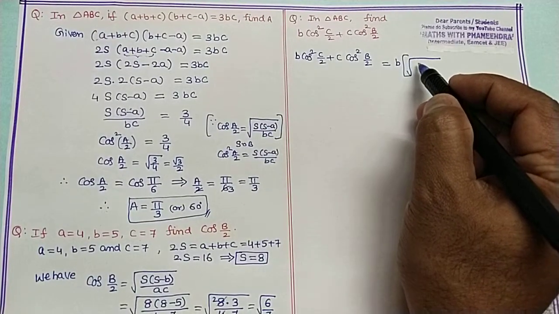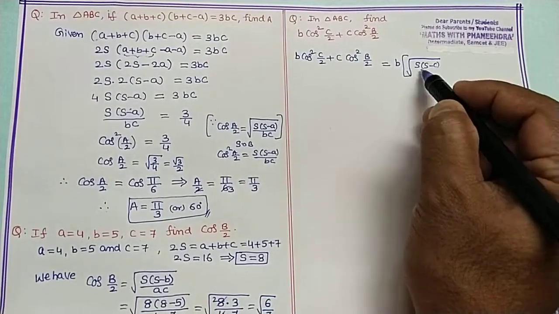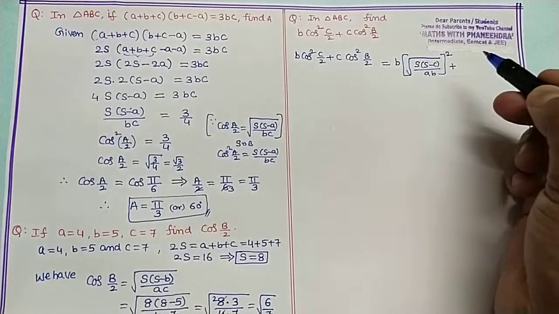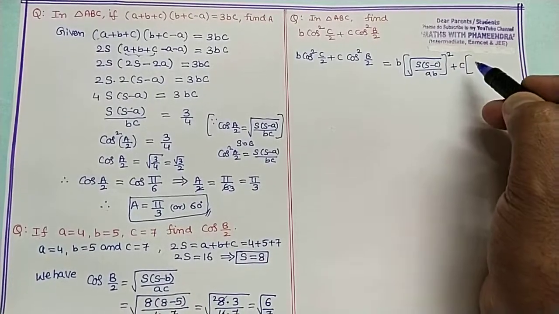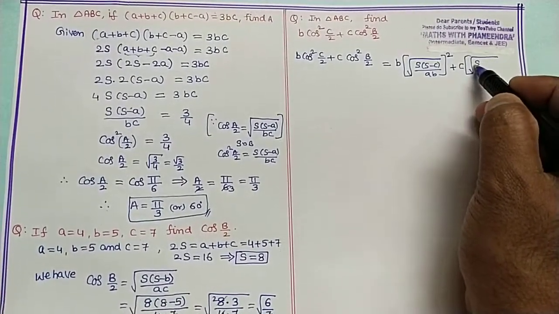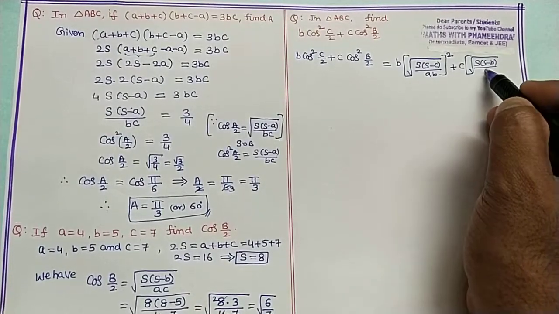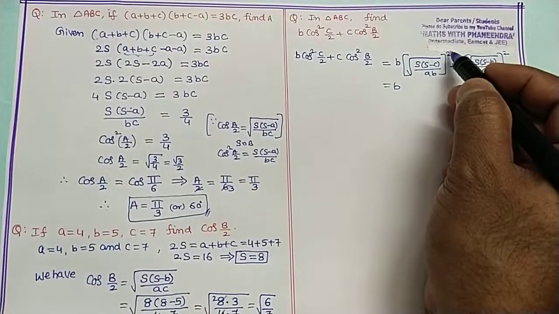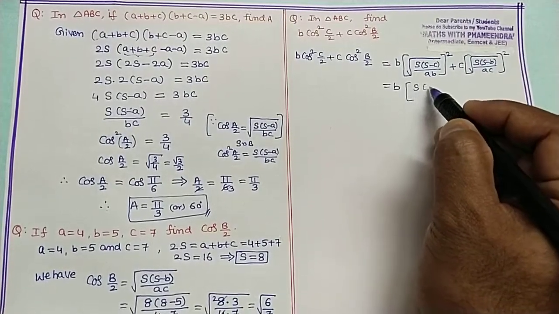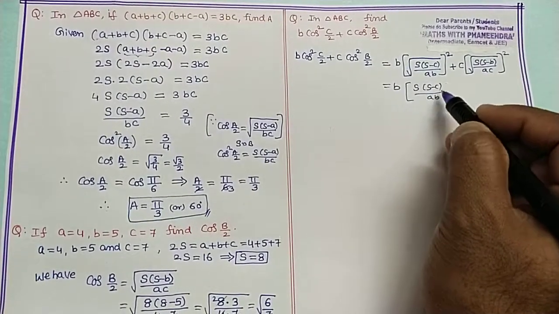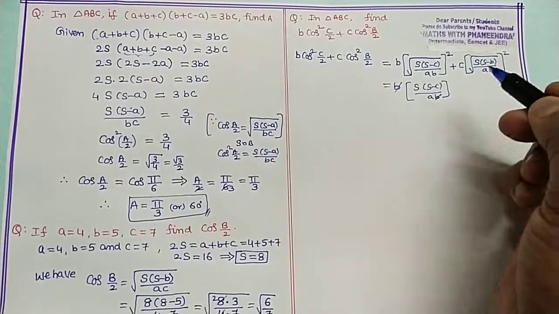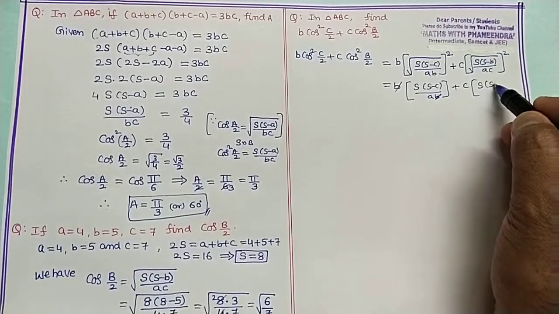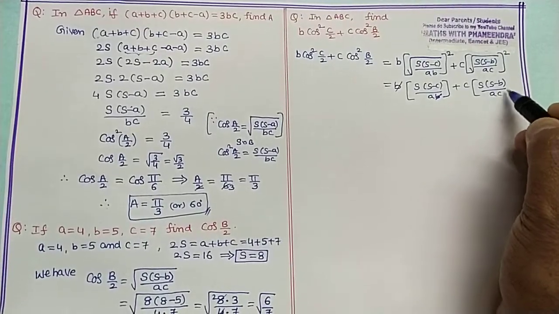Cos(C/2) means root of s(s minus c) divided by ab, whole square, plus c into, bracket start, cos²(B/2), square root of s(s minus b) divided by ac, whole square. In the next step, b into the square root will be cancelled. s(s minus c) divided by ab. Here b gets cancelled. Plus c into, and root and square will be cancelled, we will get s(s minus b) divided by ac.